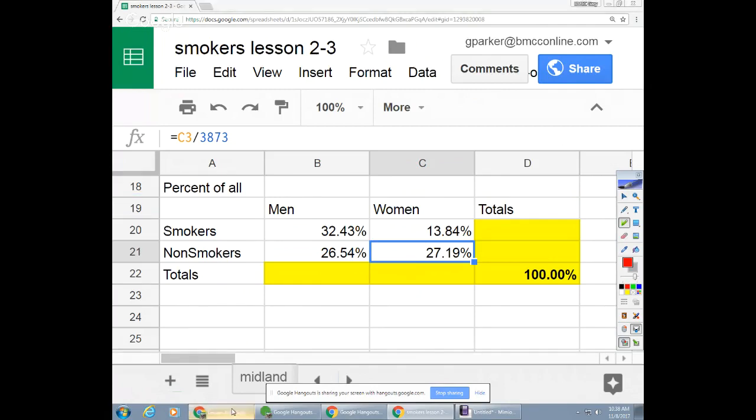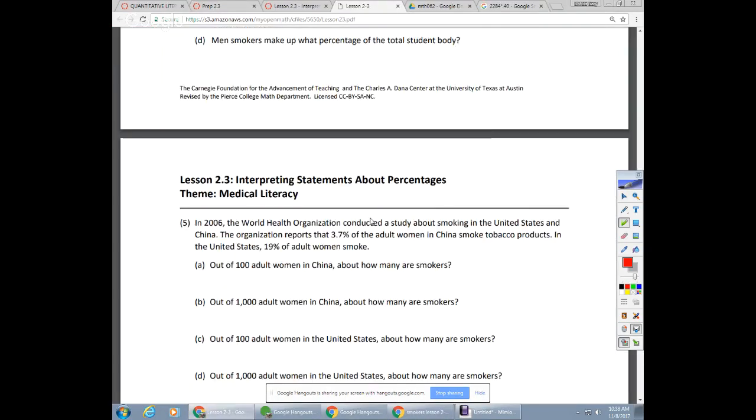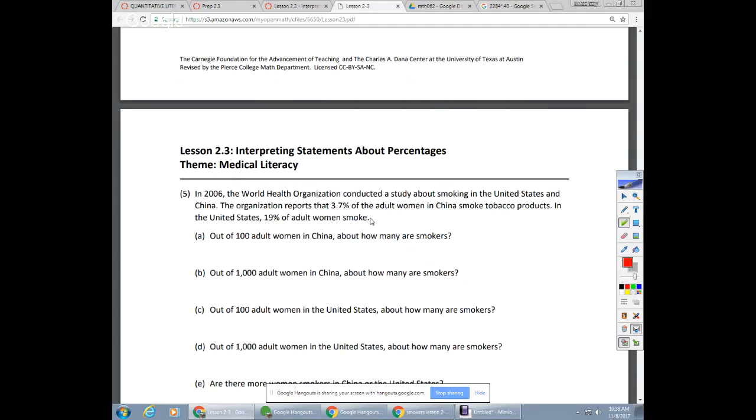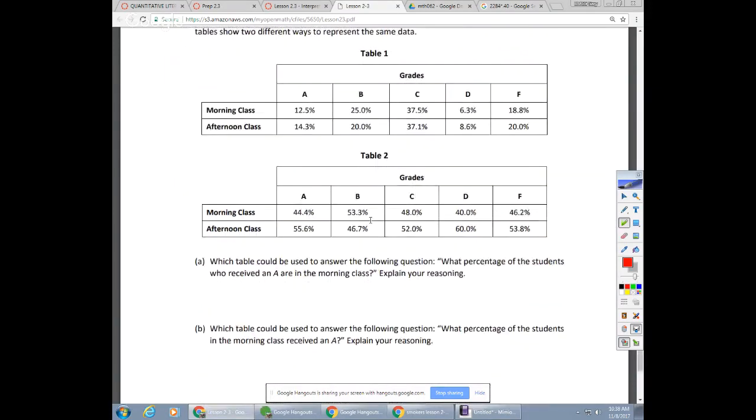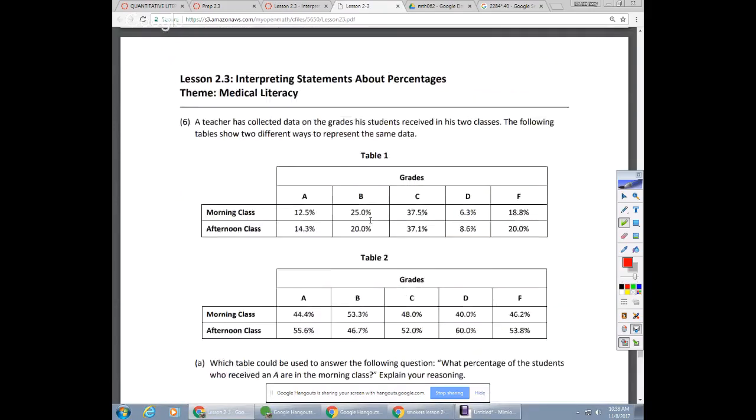All right, where are we at here? Okay, so World Health Organization. So I'm going to stop here, and we are going to try and answer these questions tomorrow.